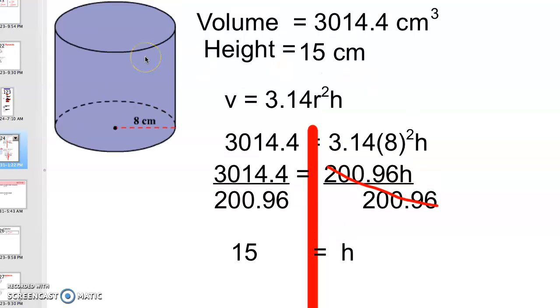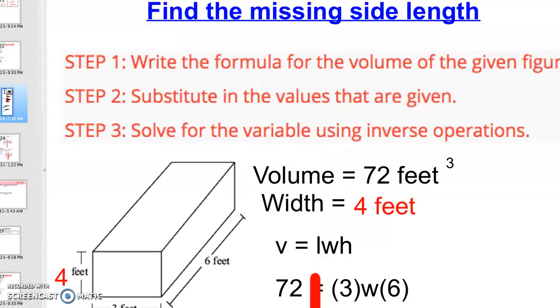So you're going to practice this. You're going to take your knowledge of solving equations and your knowledge of volume of prisms and cylinders, and you're going to put them together to find unknown values. So you just need to follow these 3 simple steps. Write the formula, substitute in the values, solve for the unknown. Okay, just like we did with area.